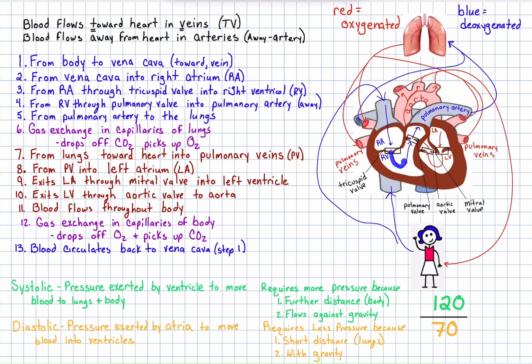Then the blood is going to go from the right ventricle to the pulmonary artery through the pulmonary valve. So our pulmonary valve is right there. The blood will empty from the right ventricle through the pulmonary valve into the pulmonary artery. Artery means away, so the artery is going to move away from the heart, and it will go towards the lungs.